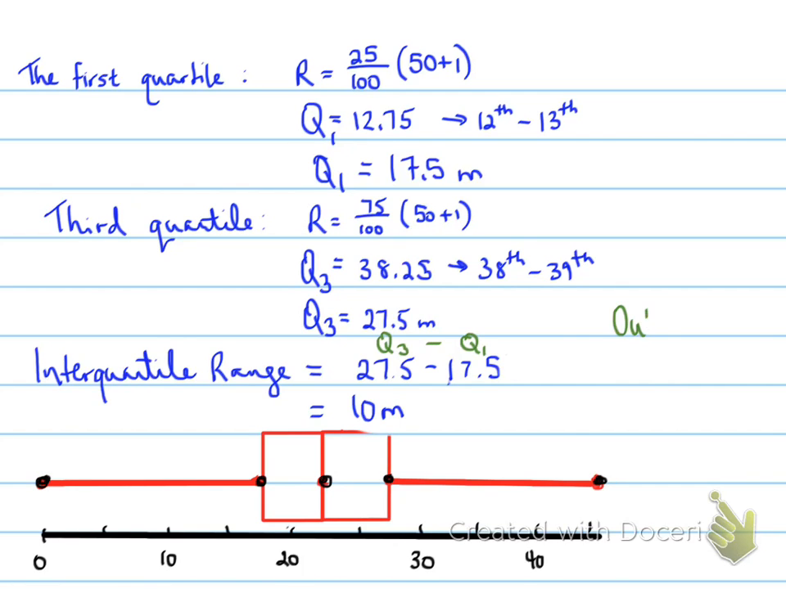Now, an outlier in this case is any value that is 1.5 times the interquartile range higher than Q3 or lower than Q1. So basically, values in this set of data that are really, really low or really, really high would be considered outliers. To calculate that, we need to find which values would be outliers. So the lower boundary is Q1 minus 1.5 times the interquartile range. The interquartile range is 10 meters. So Q1 was 17.5 minus 15, that's 1.5 times 10. 17.5 minus 15 means that 2.5, any values less than 2.5 are considered an outlier.